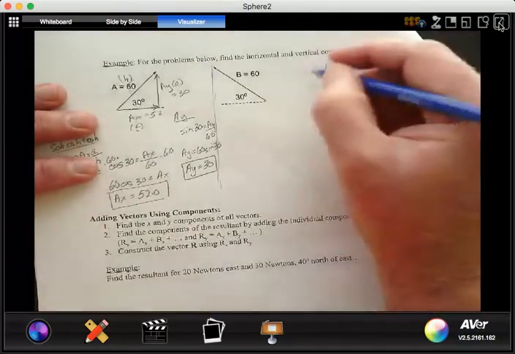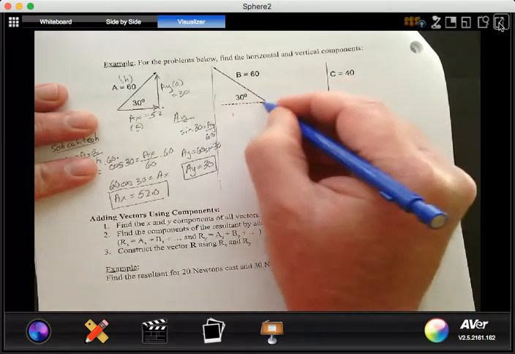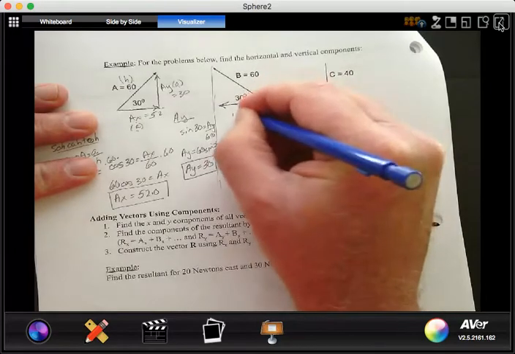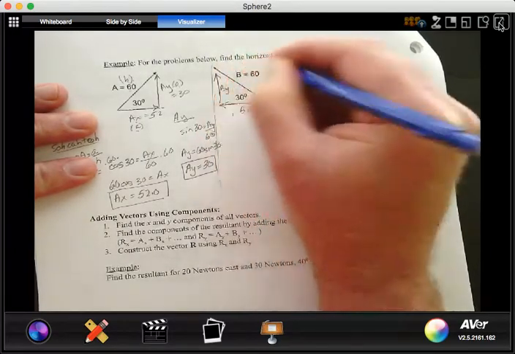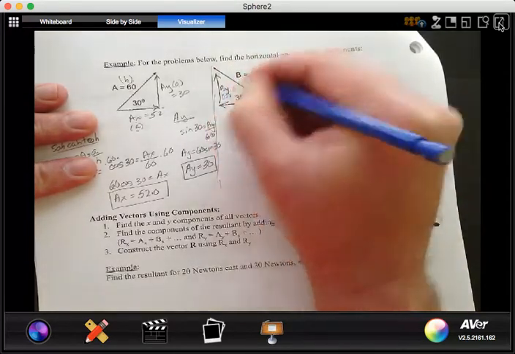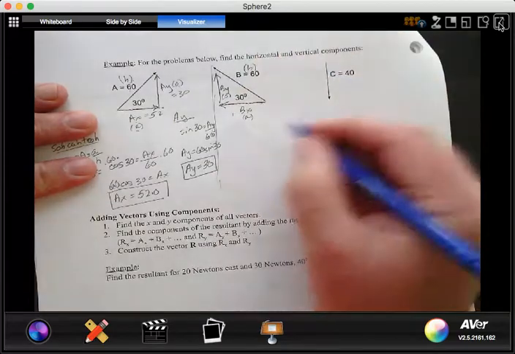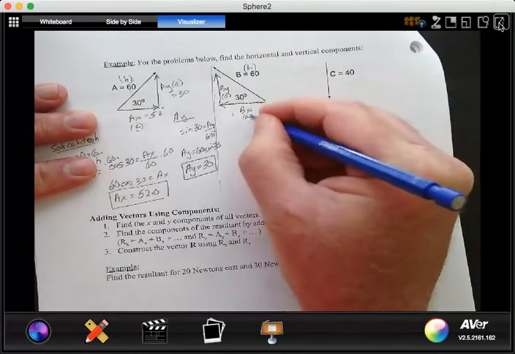Now for B, I'm going to draw them in. And I'll draw BX over here and BY up here. Okay, here's my adjacent. Here's my opposite.